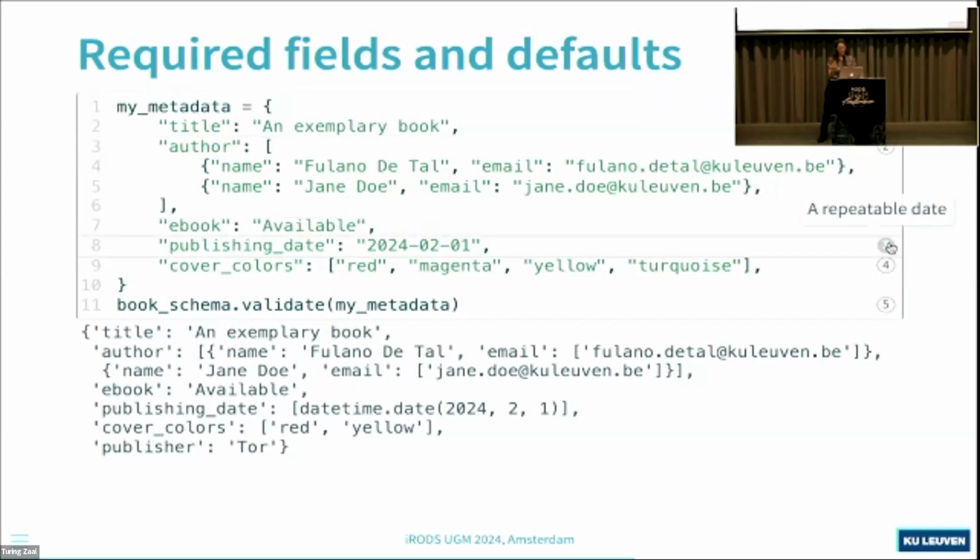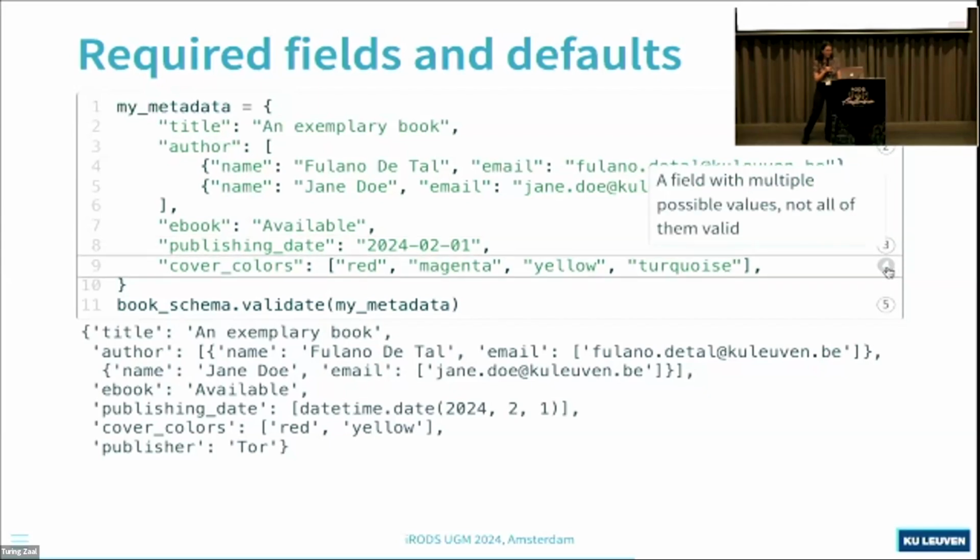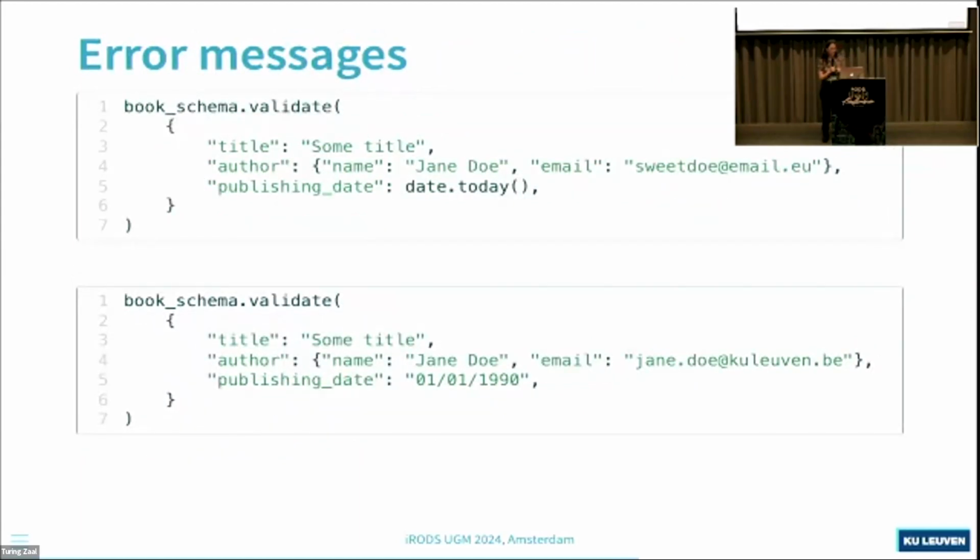You could have the publishing date. You have to give it in ISO format or as a datetime object, and it gets turned into a datetime object. And here we are giving an array of the colors that we chose, but some of them were not accepted. So it just takes the ones that were accepted and discards the others quietly. And you can also see that at the bottom is a publisher. You did not give a publisher, but the publisher was a required field with a default value. So it just gives it. This can be a bit aggressive if you're not expecting these changes.